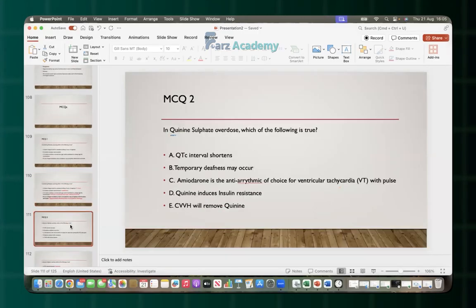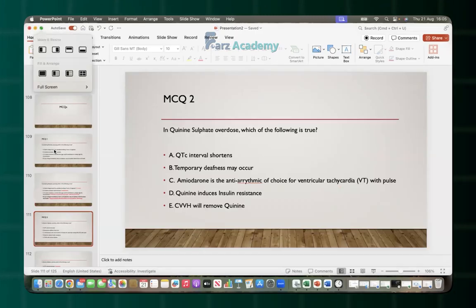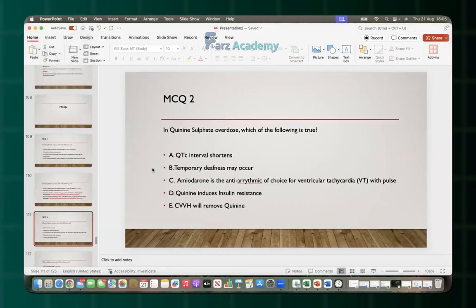Now, the second one, in case of quinine sulfate overdose, which of the following is true? A, QTc interval shortens, temporary deafness may occur. B, Amiodarone is the antiarrhythmic of choice for ventricular tachycardia with pulse. C, Quinine induces insulin resistance, and CVVH will remove quinine. Which of the following is true?